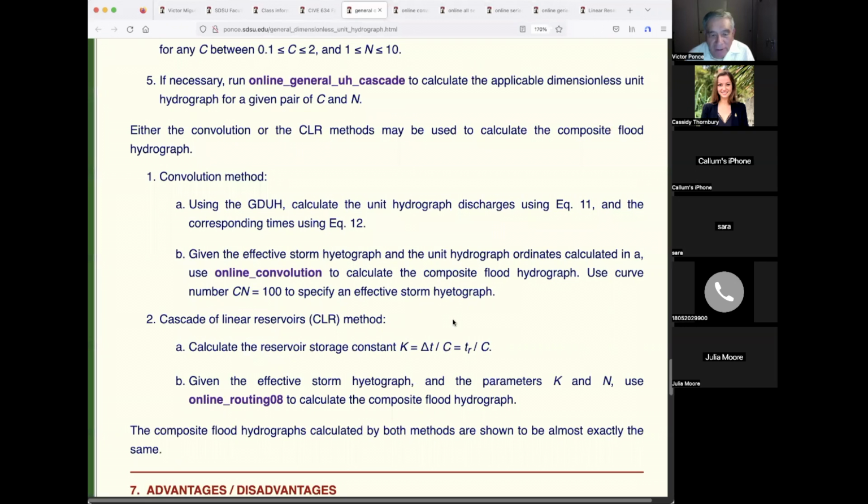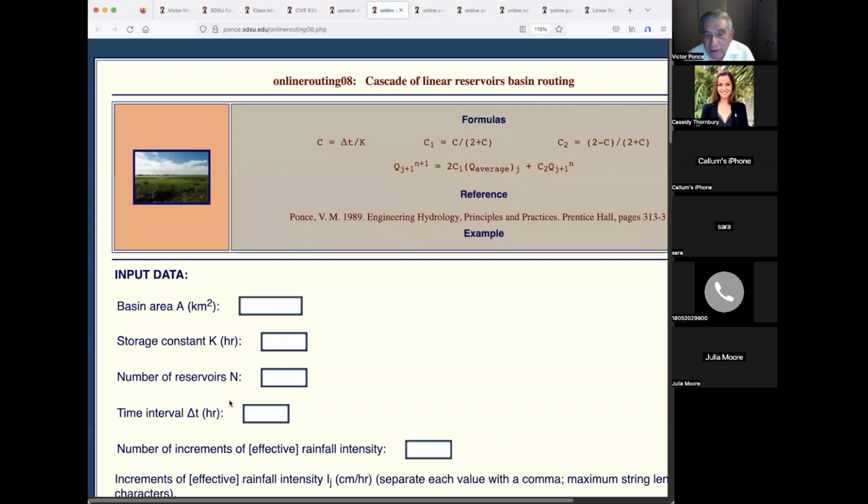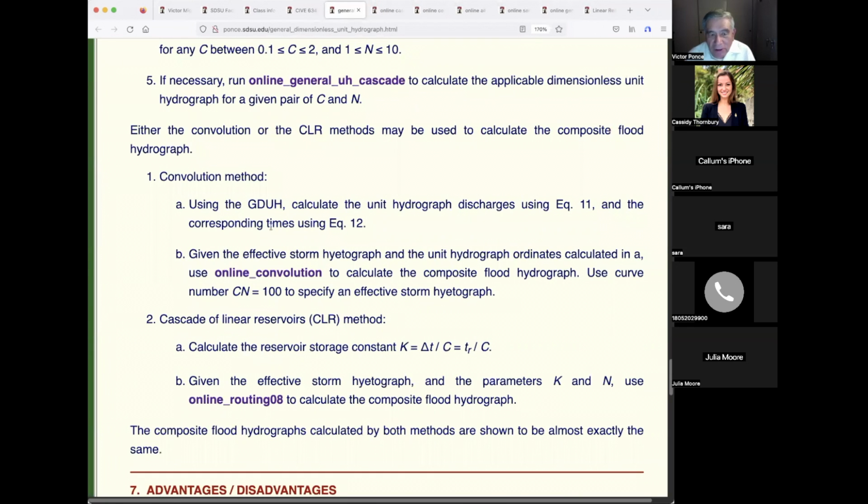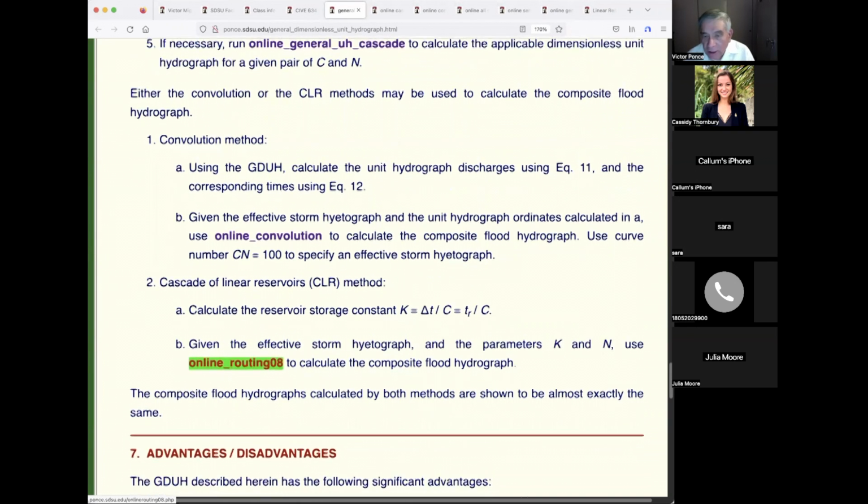Hopefully, yeah, okay. And then you can use the convolution method, or you can use the cascade of linear reservoirs. I already told you, and that we don't do with online routing. This is the online routing. So you can use convolution, which comes from Sherman, or you can use the online routing, which comes from Don Newton. Totally, supposedly different methods.